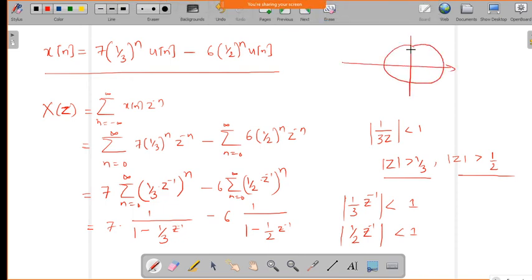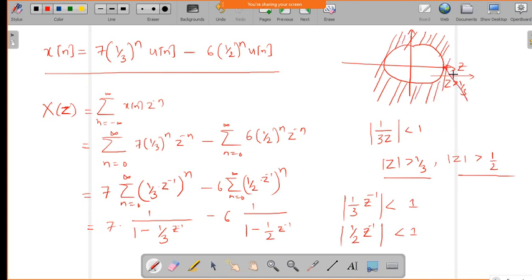right? So when you go on putting the values of z, which is the least value? 1 by 3. This is 0.3, so somewhere here 1 by 2, 0.5, exists. So if it exists for 1 by 3 itself, it will exist for 1 by 2 also. So the region of convergence should be z greater than 1 by 3. Wherever the z value is greater than 1 by 3, the region of convergence exists. Understood?